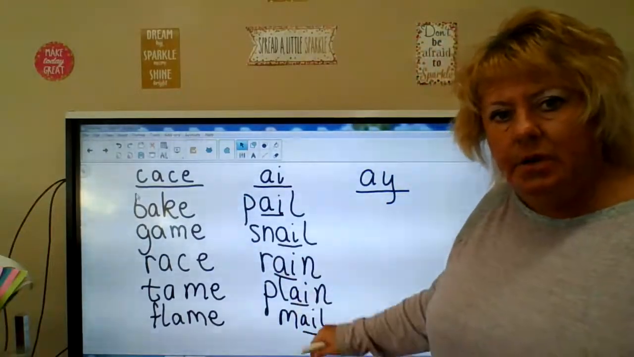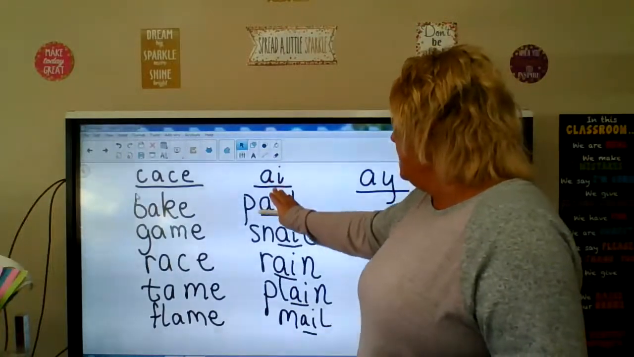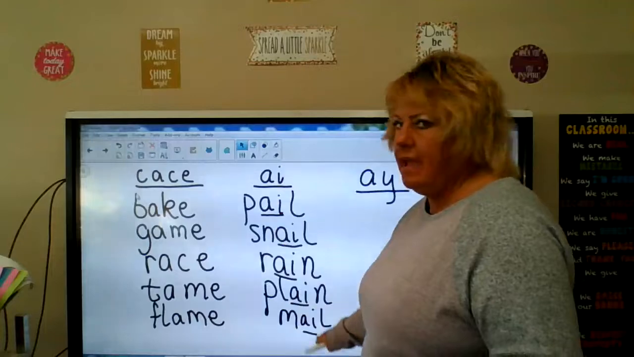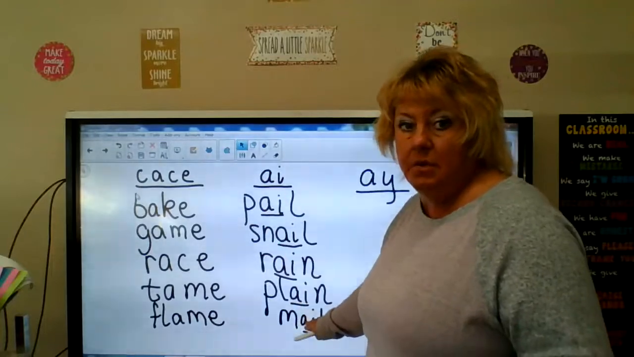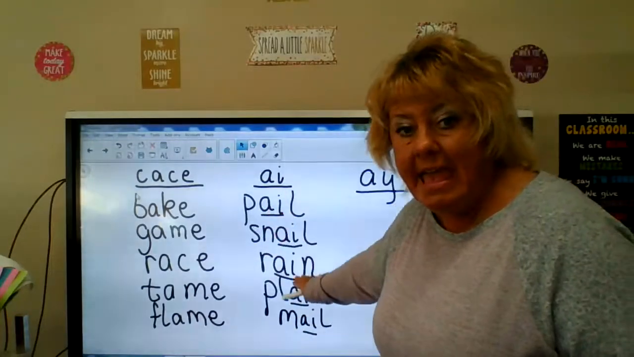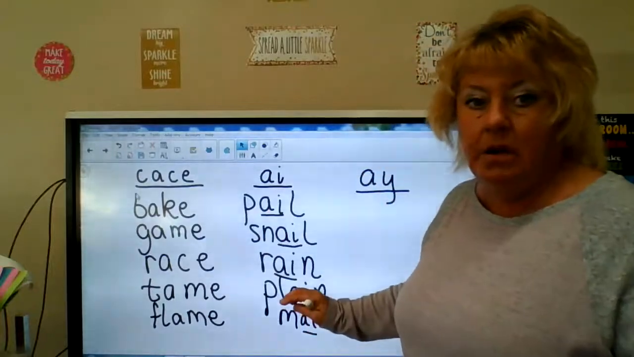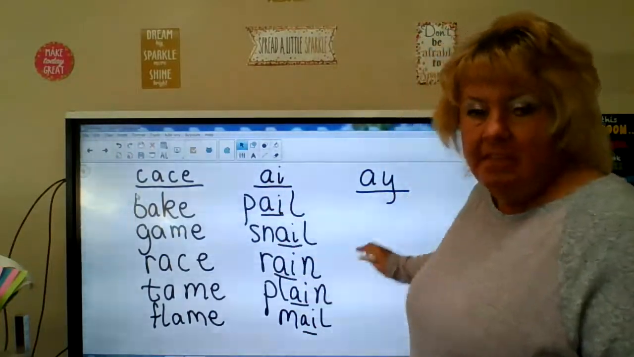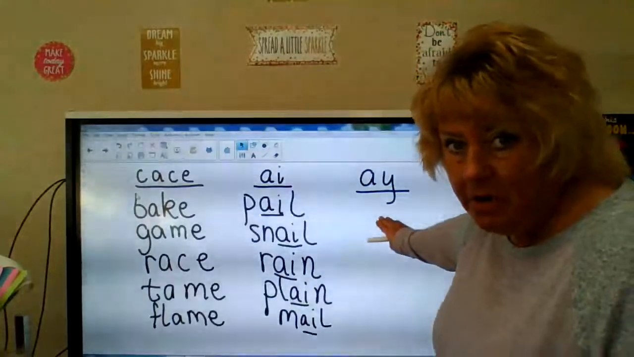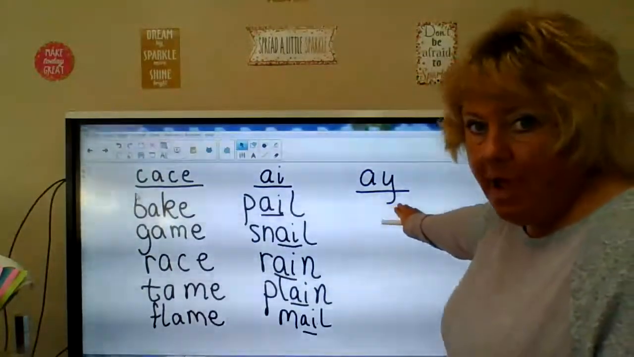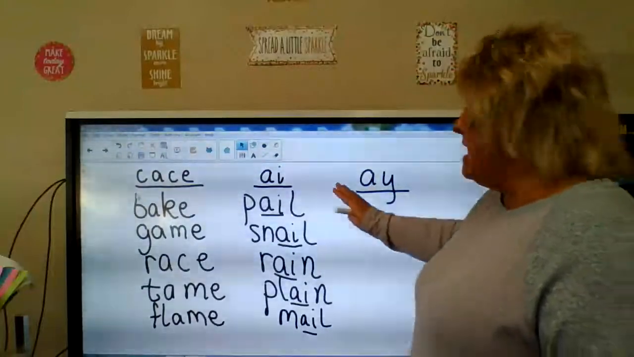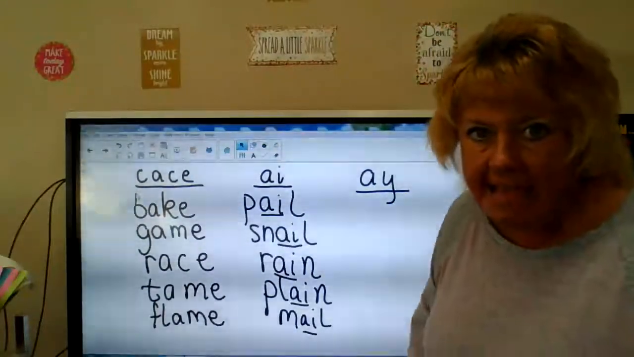Now, what I want you to pay attention to is when you're spelling these words, AI is in the middle of these words, isn't it? Okay, AI is in the middle of the word. So if you hear A in the middle of a word, it's usually spelled AI. If you hear A at the end of a word, it's usually spelled AY. Okay, so AI says A, AY says A.